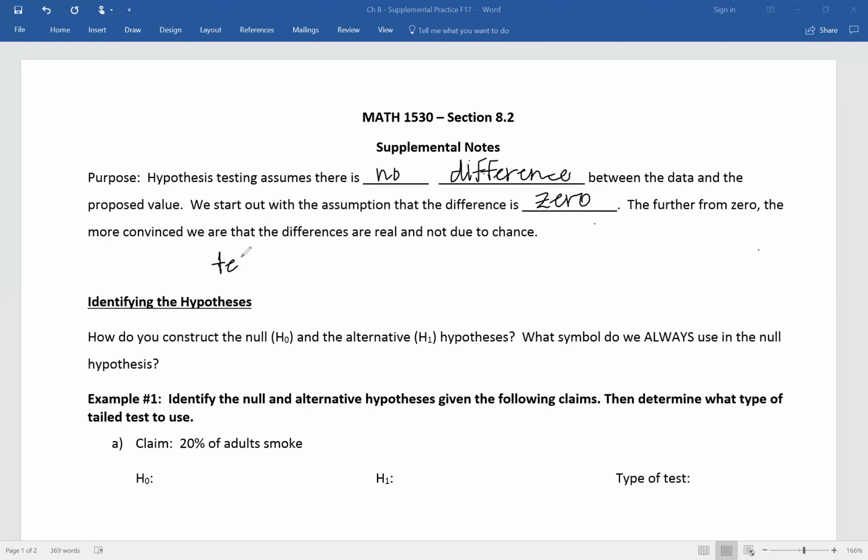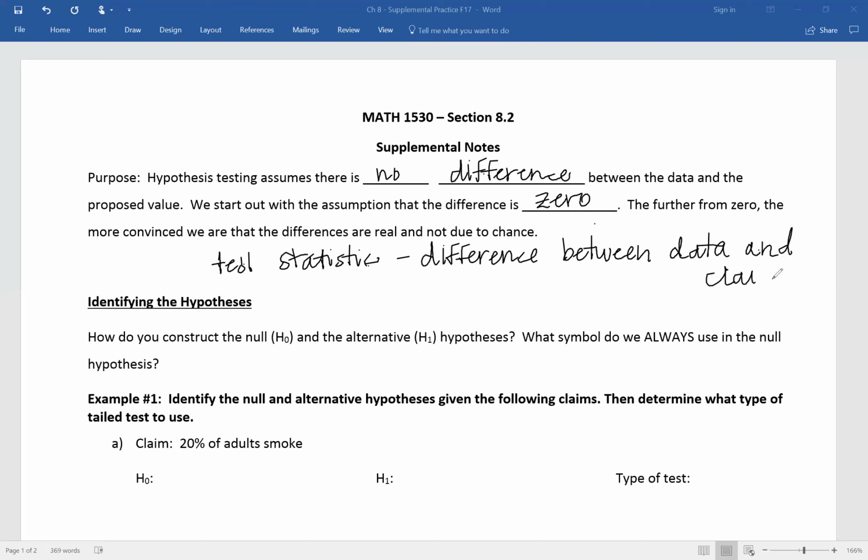So the test statistic is the difference between your data, or your sample, and your claimed value. If that difference is too big, then we say that our data does not match our claim, and we reject our null hypothesis. So the null hypothesis, we always start out assuming our data equals our claim. So it will always equal some claimed value. So it always has the equal sign in it.